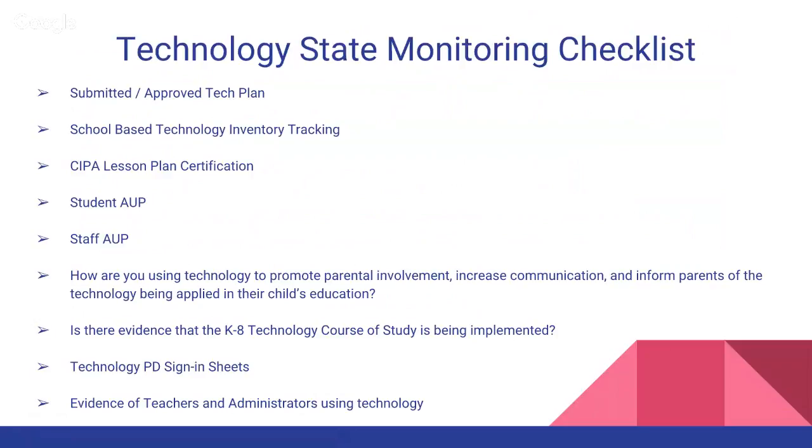All right, your technology state monitoring checklist. We will be monitored the first week in May. So right here on your screen is what needs to be in your folder: your tech plan, your way of tracking inventory, your SIPA lesson plan certification, the location of the student AUPs, the location of the staff AUPs.